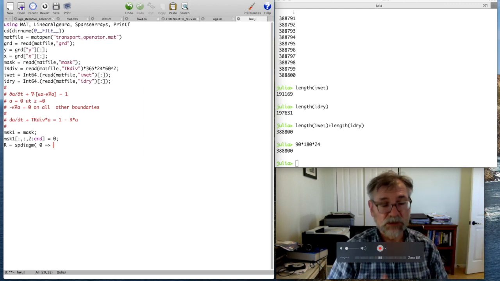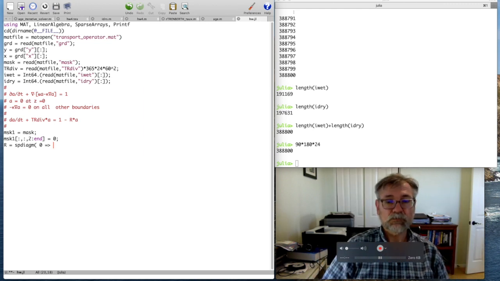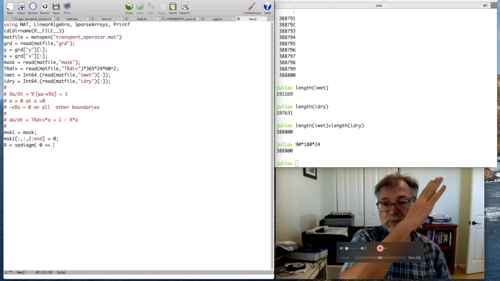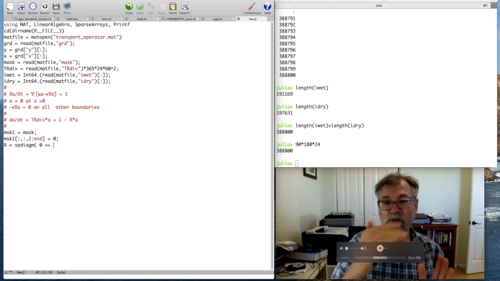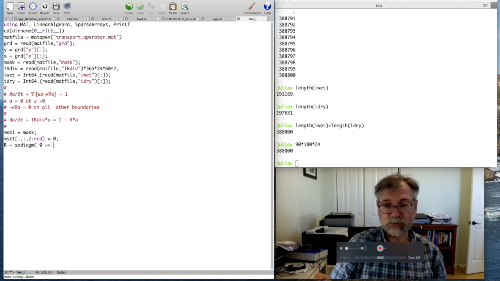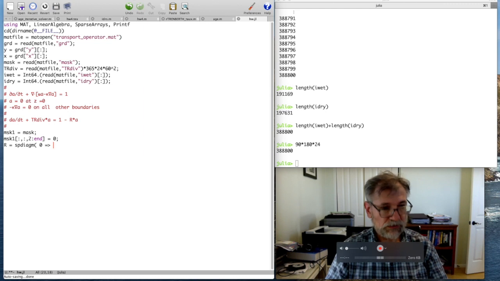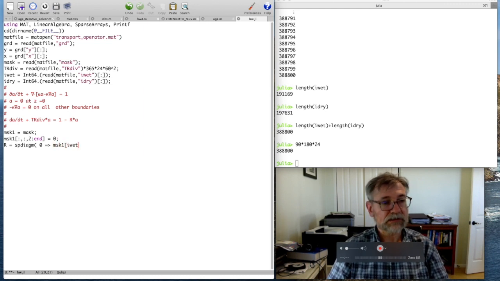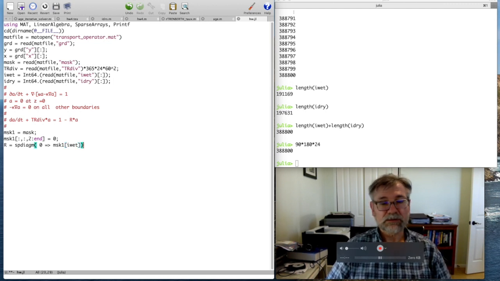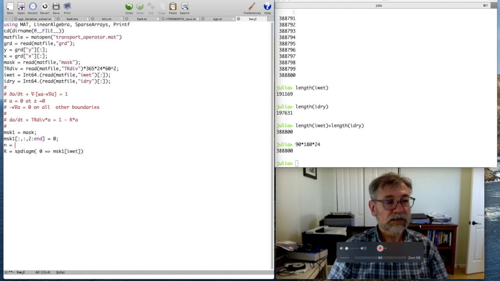So in this case, we want a diagonal matrix that is going to be ones for the rows and columns corresponding to the surface grid boxes where we want to restore the age back to 0, and then 0 everywhere else. So we're going to populate it with mask1 of iwet, like this. So this will create an n by n matrix, where n is the length of iwet.